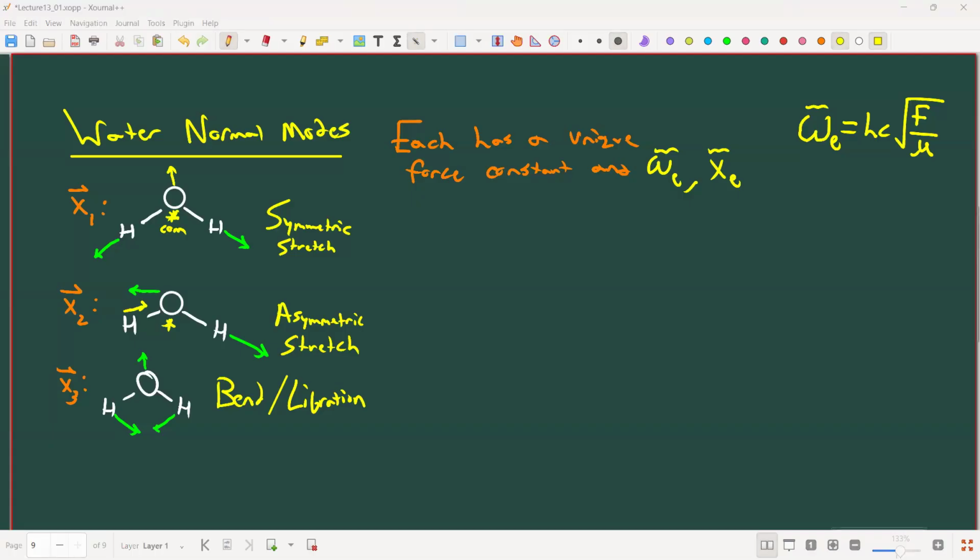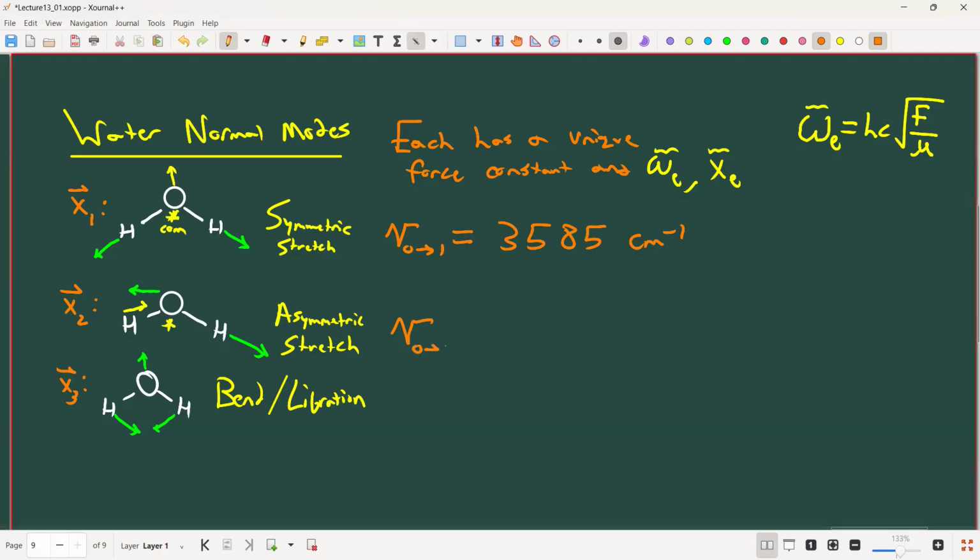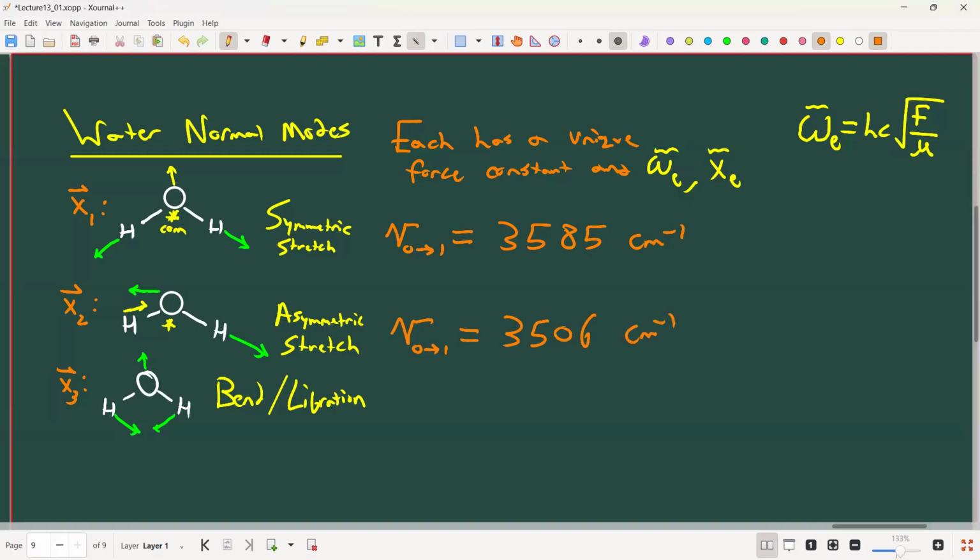So let me grab the frequencies of these. The frequency of the 0 to 1 transition, where you see the absorption, is at 3585 wave numbers. This one, the asymmetric stretch, is at 3506 wave numbers. That should make sense, that they're fairly close to each other, because the same bonds are being displaced.